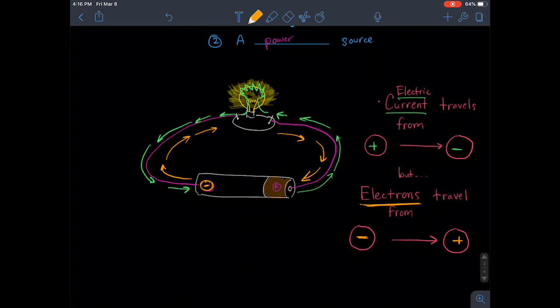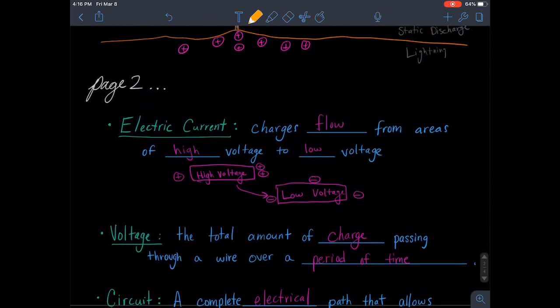Enjoy, and watch out for that static electricity. And, hey, the electric currents too. That's even worse. There's even more. Oh, watch out. All right, I'm out. See ya.